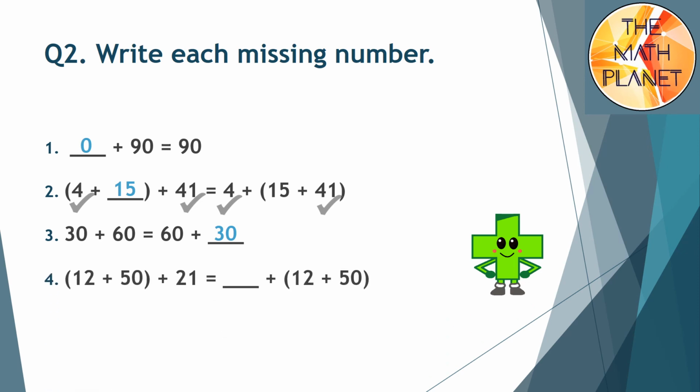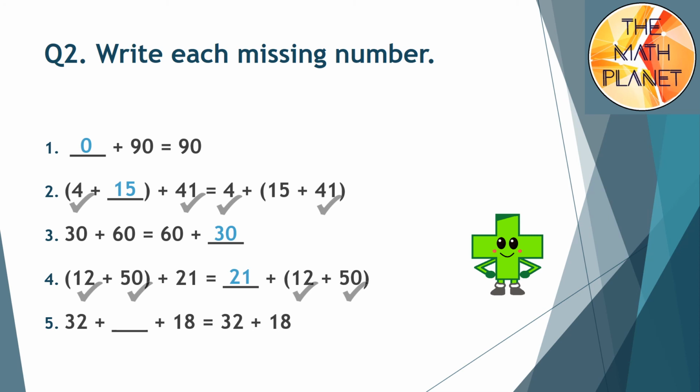Question number 4. We have 3 addends on the left side of the addition equation and 3 addends on the right side. Let's check which addend is missing. We have 12 on the left side and 12 on the right side. We have 50 on the left side and 50 on the right side. So the missing addend is 21. And here we switched the order of addends, so this is also the commutative property.